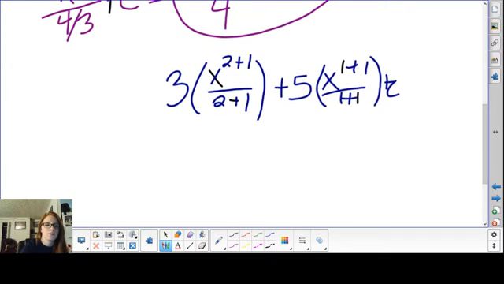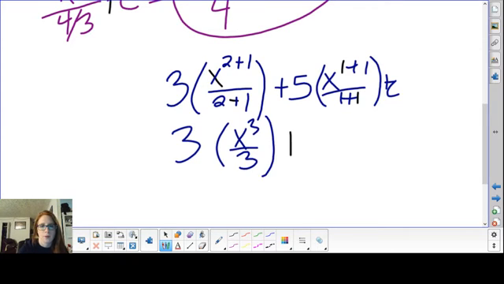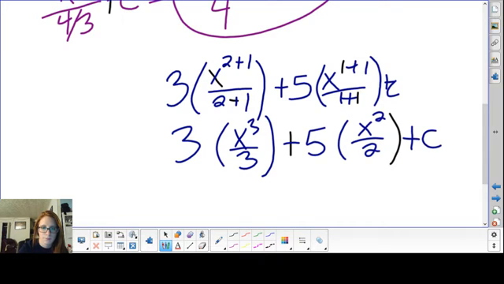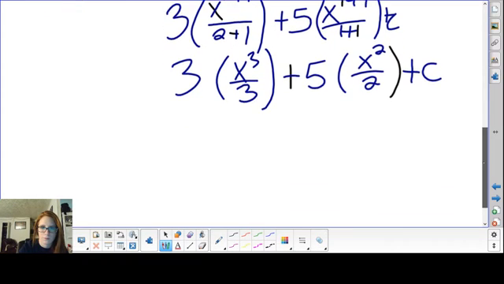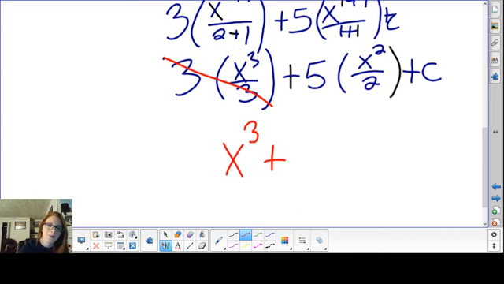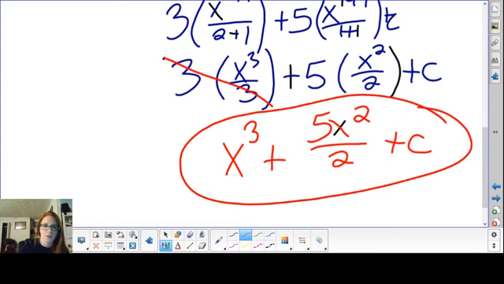So I get 3 times x cubed over 3, plus 5 times x squared over 2, plus c. Well, multiply by 3 and times by 3 end up canceling each other out here. So I just get x cubed. I don't have any fun cancellation over here, unfortunately. I'm left with x cubed plus 5x squared over 2 plus c.